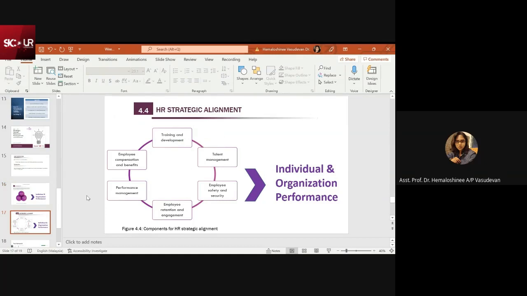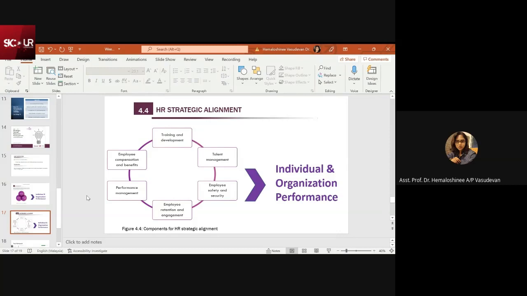Next, we will see the HR strategy alignment. Okay, these are the components HR strategy looks into: training and development, talent management, employee safety and security, employee retention and engagement, performance management, employee compensation and benefits. All these components you have to standardize as an HR strategy to achieve the individual and organizational performance.